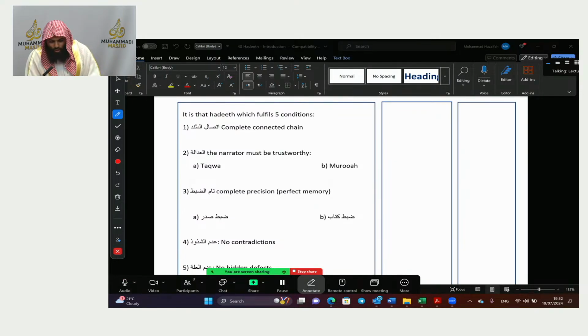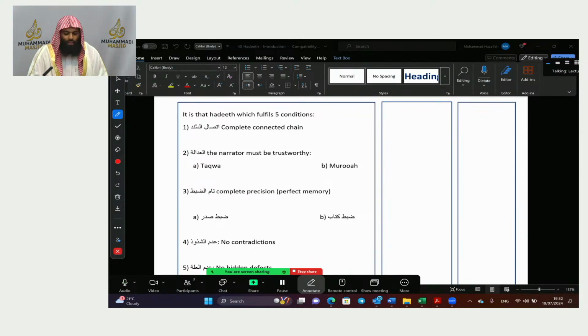However, when we say perfect memory, it's of 2 types. As you can see, I've written in Arabic the first, dabt as-sadr. Dabt means precision, or if you want to call it, memory of the heart. And the other is dabt al-kitab, which is memory of a book. Dabt as-sadr is what everyone's thinking basically, which is that you memorize from the heart, and from memory you narrate: this person said this, this person said this, and so on, or with the whole chain of narration.